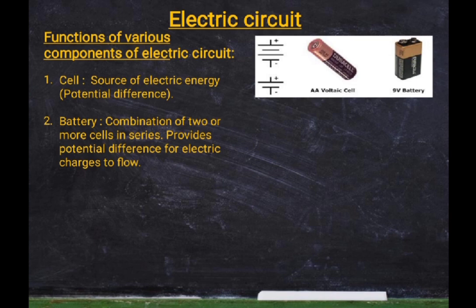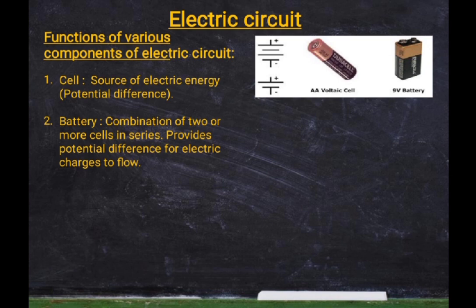It is the cell which is the source of electric energy or potential difference. So without a cell or a battery there will be no flow of electric charges. When there is only a single cell it is known as a cell, right? But if there is more than one cell in a series combination, then it is known as a battery. So when there is a single source of potential difference it is a cell, but if there is more than one cell in combination then it is known as a battery, right? So this is the symbol we have already discussed.